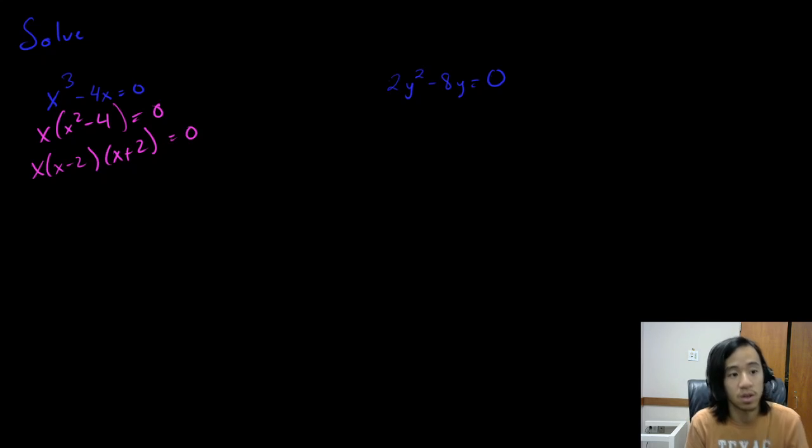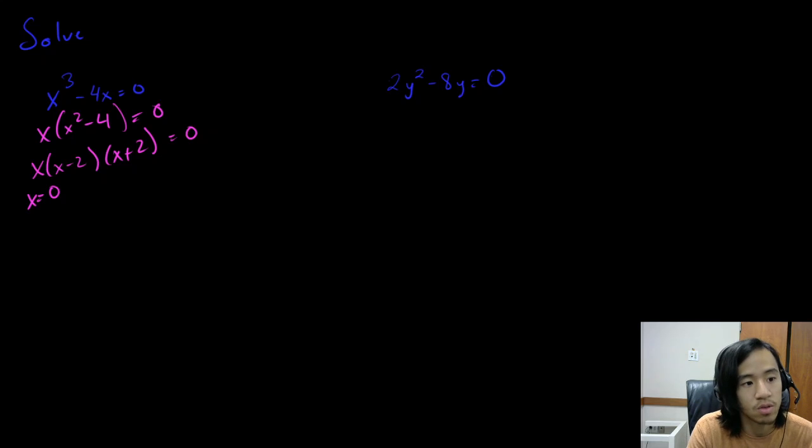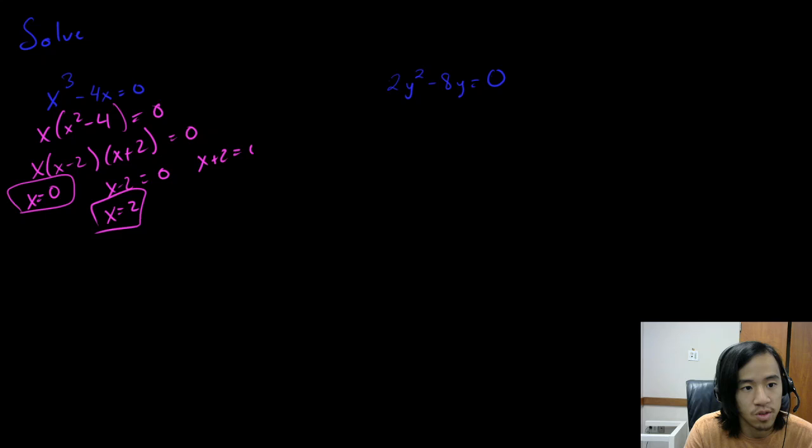And now, how do you solve this? Well, you set each of the factors equal to 0. So this first one is just x. So x is equal to 0, and there's one of my solutions. So I can box that. Then I'm going to set x minus 2 equal to 0 and solve for x. So x is equal to 2. And then lastly, I'm going to set x plus 2 equal to 0, and I get x is equal to negative 2. So those are my 3 solutions.